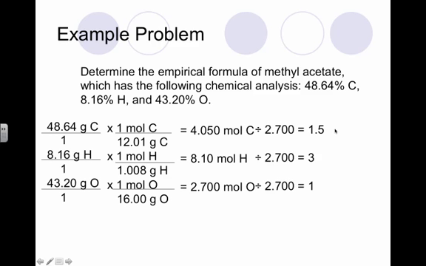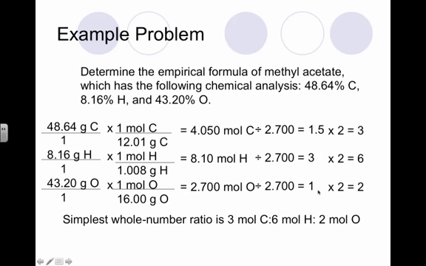Now remember, for empirical formulas everything should be a whole number. So to get rid of this 0.5, the easiest thing to do would be to multiply by 2. Now when we multiply by 2, we can't just multiply the 1.5, we multiply everything by that factor. So if 1.5 gets multiplied by 2, everything else gets multiplied by that same number, which gives us an entirely new ratio of 3:6:2. When we write it out, the simple whole ratio is 3 moles of C to 6 moles of H to 2 moles of O. So the empirical formula would be C3H6O2.